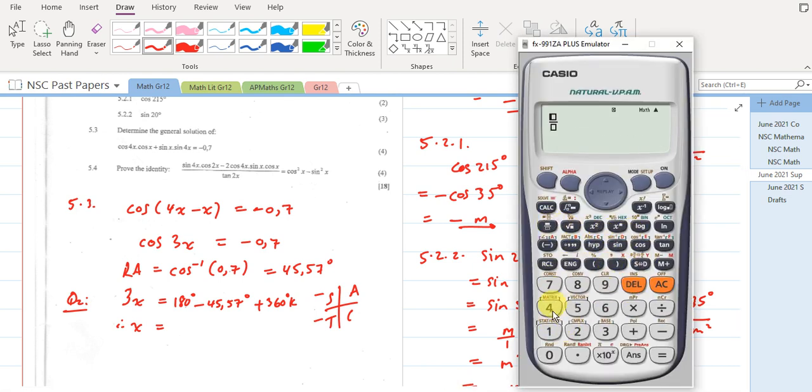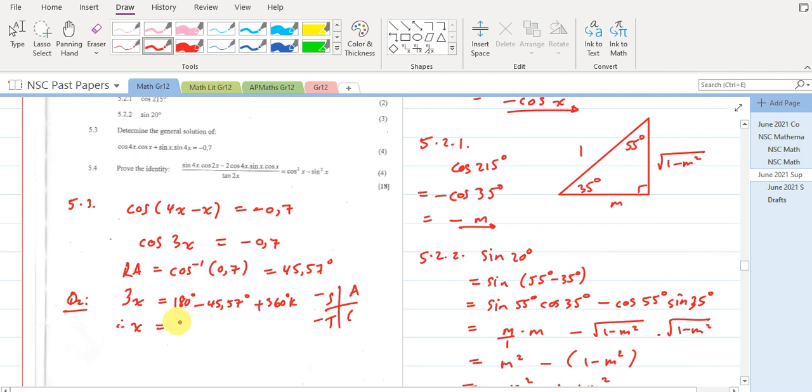So you can say 180 minus 45.57 over 3 is equal to 44.81 degrees plus 120 degrees times k, where k is an element of integers. Or where's the other solution? In the third quadrant. So the quadrant 3 solution is 3x. Why are we taking second and third quadrant? Because that's where cos is negative.